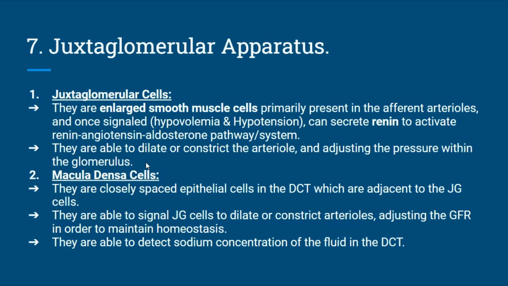The second one is the macula densa. They are closely spaced epithelial cells in the distal convoluted tubule, which are adjacent to the juxtaglomerular cells, and they are able to signal the juxtaglomerular cells to dilate or constrict arterioles, adjusting the GFR, glomerular filtration rate, in order to maintain homeostasis. They are also able to detect the sodium concentration of the fluid in the distal convoluted tubule.